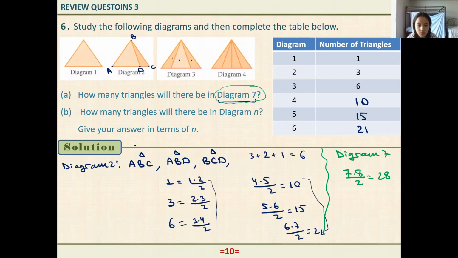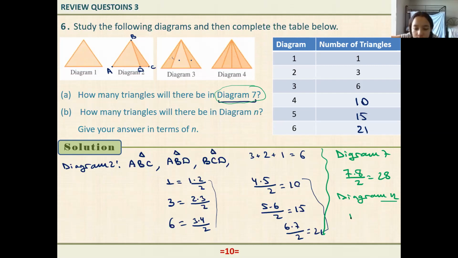Now the question: how many triangles will there be in diagram N? Give your answer in terms of N. So in diagram N, as you see here, when it is the first diagram, 1 times 2 over 2. Second diagram, 2 times 3 over 2. Third diagram, 3 times 4 over 2. How about in diagram N now, Shahina? How many triangles will there be?